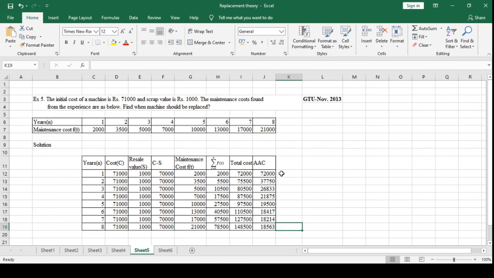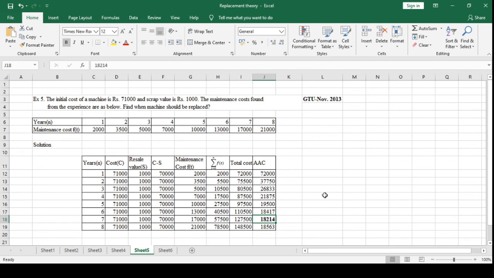Okay, so after which year the average annual cost is increasing, that we need to find out. The average annual cost keeps on decreasing, and it will increase after the 7th year. So our answer will be the 7th year. And what will we write down? That is, from the above table we can find out that the average annual cost increases from the 8th year again, so it is advisable to replace the machine after 7 years.